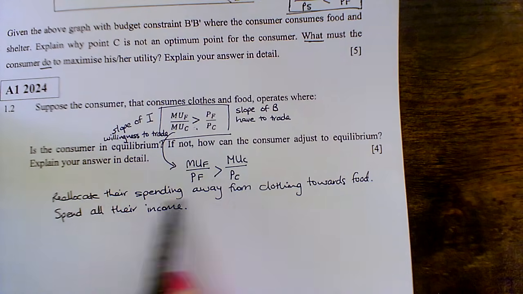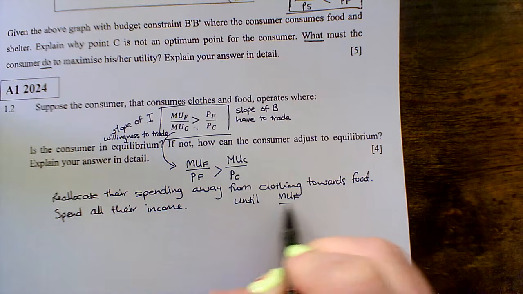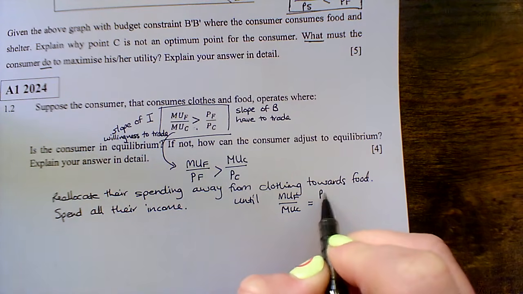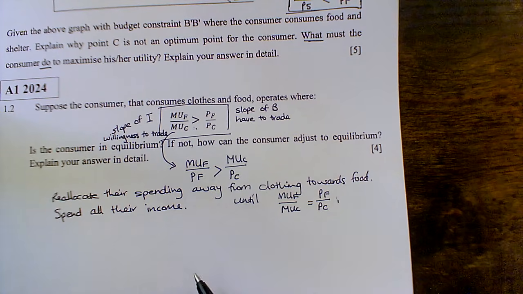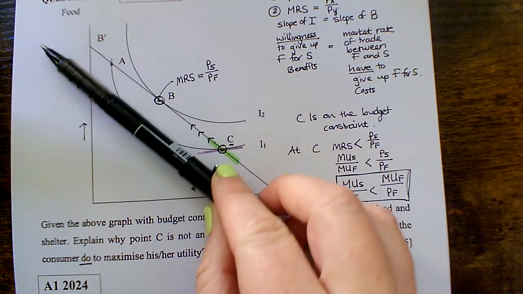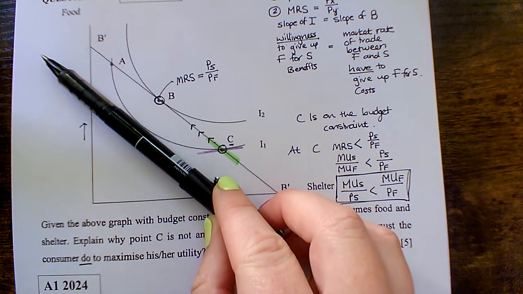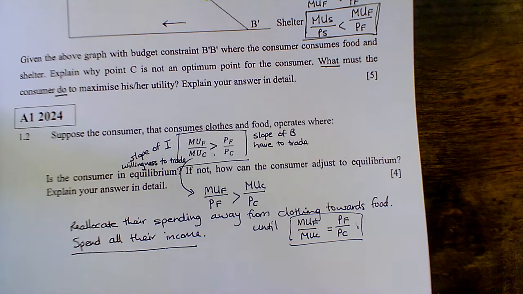So when they reallocate their spending away from clothing towards food, until MUF over MUC is equal to the price of F over the price of C, that needs to occur. But this could be true off of the budget constraints. I mean, this could be true if we took this line and shifted it out, and then we found a point of tangency with a lower indifference curve. So this alone doesn't guarantee equilibrium.